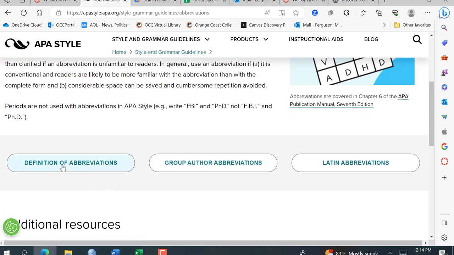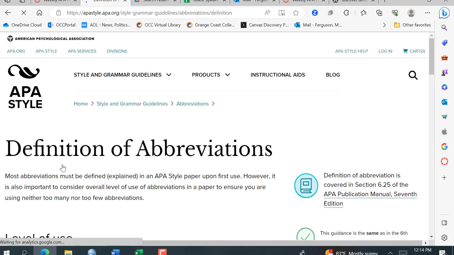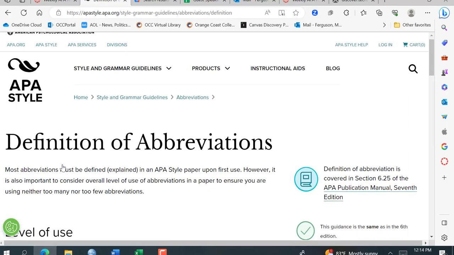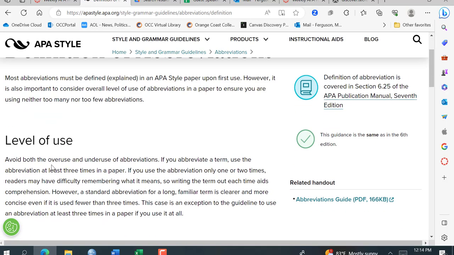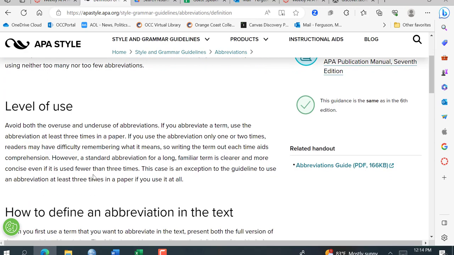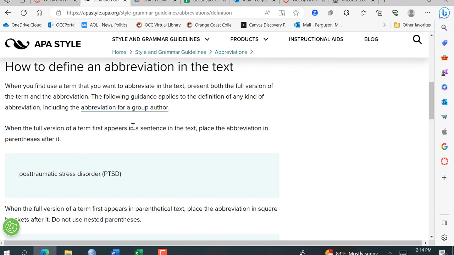So we're going to go here to this definition of abbreviation. This is again when you're defining what that abbreviation means. So we don't want to overuse or underuse. Again, if you've abbreviated a term, you want to use it at least 3 more times in that paper. When the term first appears in the sentence, you're going to place the abbreviation in parentheses after it.